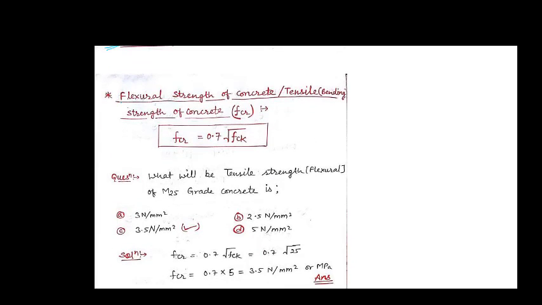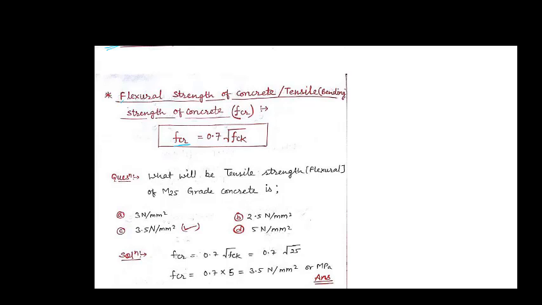Okay, after this, flexure strength of concrete, it is also known as tensile strength, or you can say the bending strength of concrete. It is denoted by FCR and its value is 0.7 under root FCK. Means it is 0.7 times the square root of the characteristic strength of the concrete.